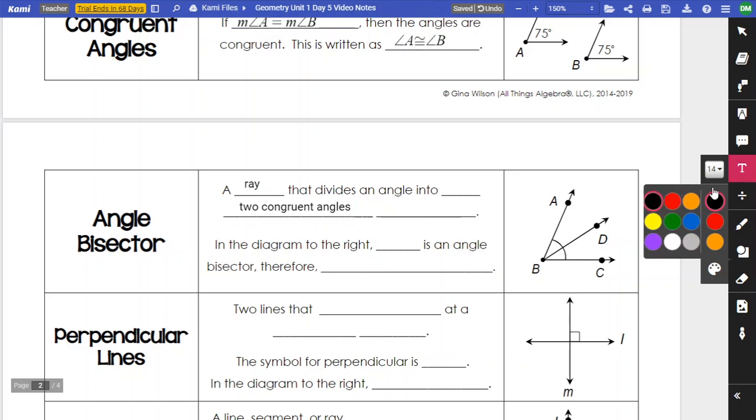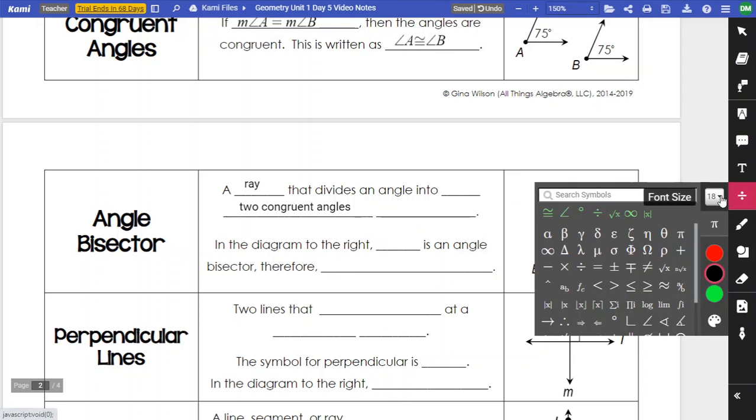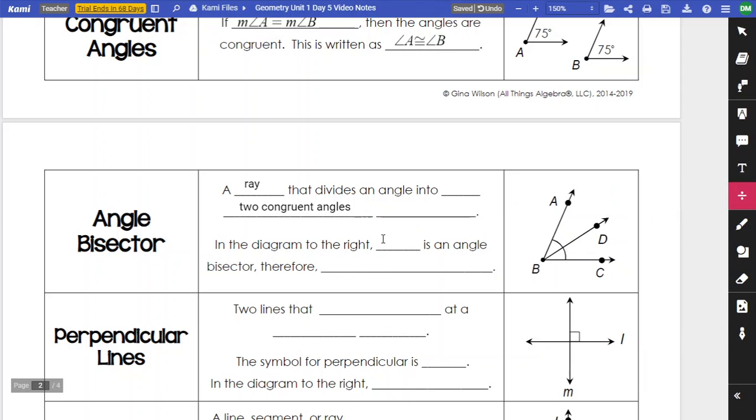So in the diagram to the right, we've got BD is an angle bisector, and that is a ray, so I'm going to put a ray symbol above it. So BD is an angle bisector, therefore these 2 smaller angles are congruent. So that's angle ABD and angle CBD. Those are congruent to each other. We cannot call them angle B because we've got multiple angle B's. We actually have 3 different angle B's right now, so we have to use the 3 points.